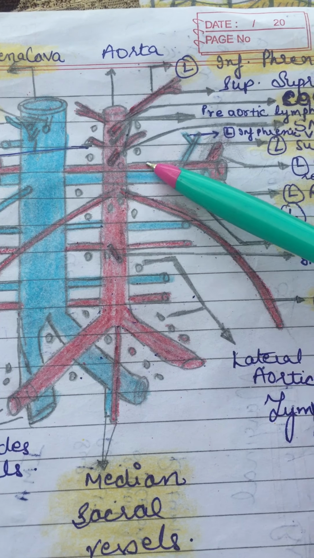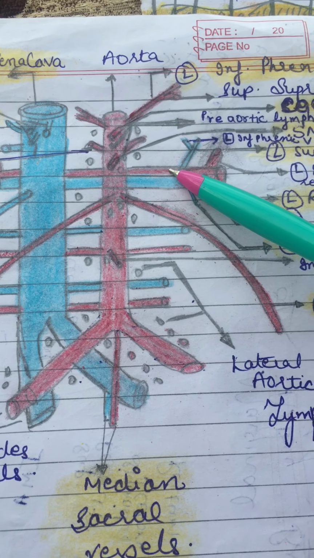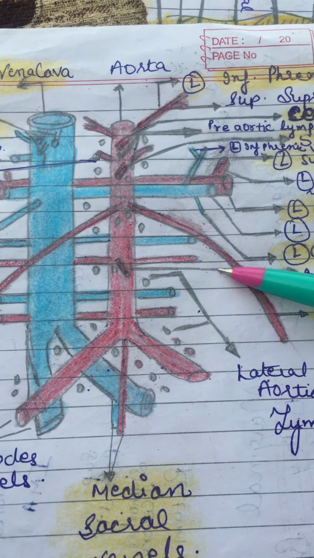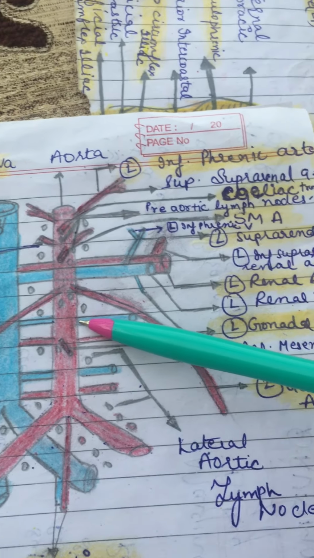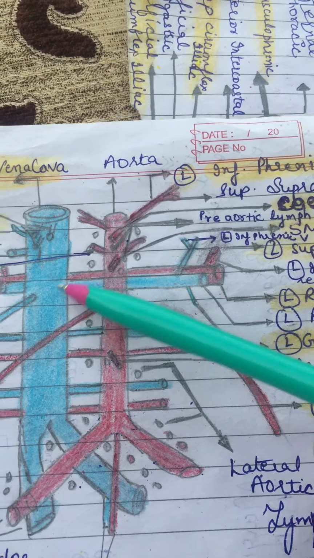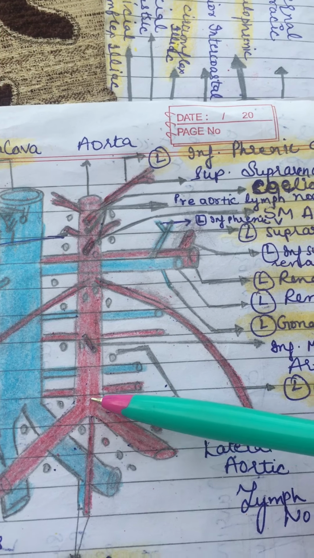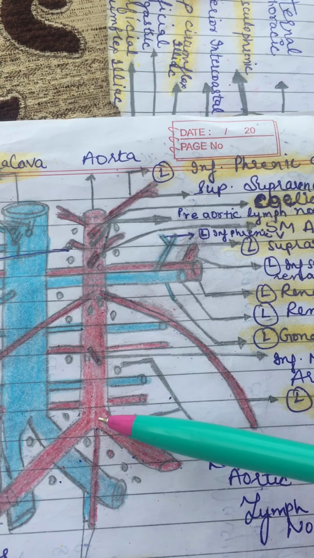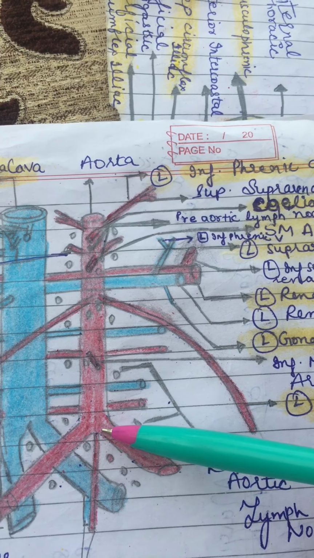Then we have renal arteries. Then we have testicular and ovarian arteries, the gonadal arteries. Then we have dorsal branches. These are the lumbar arteries, 4 pairs, 1 2 3 4. These are the dorsal branches, and one median sacral branch.